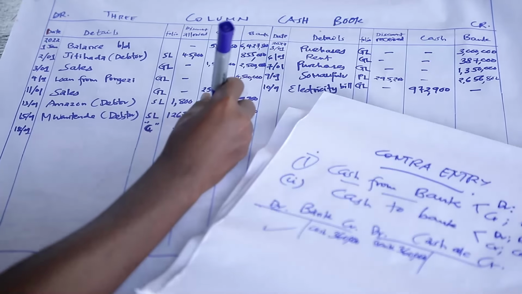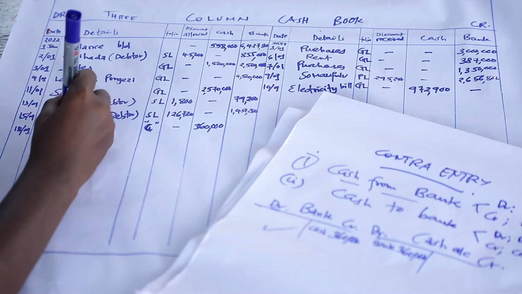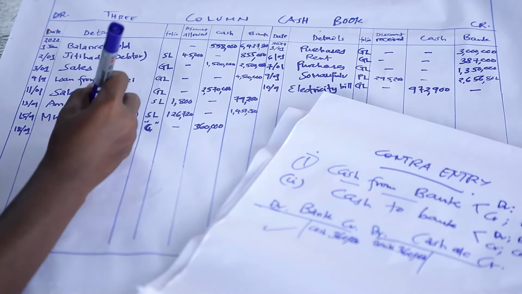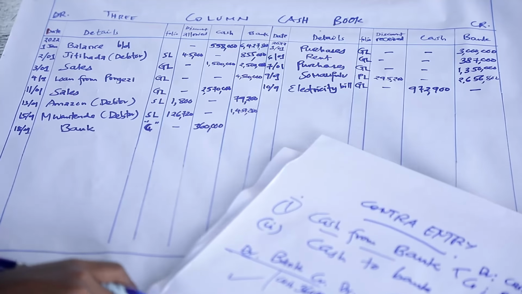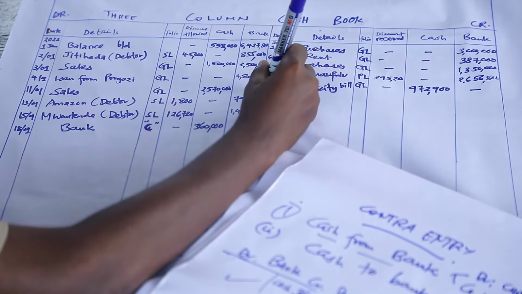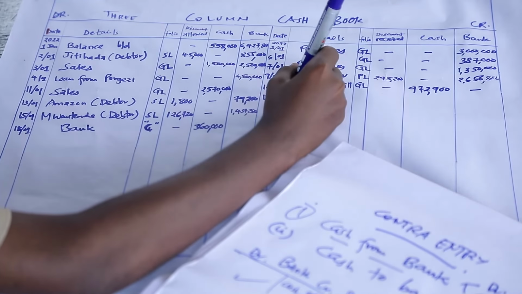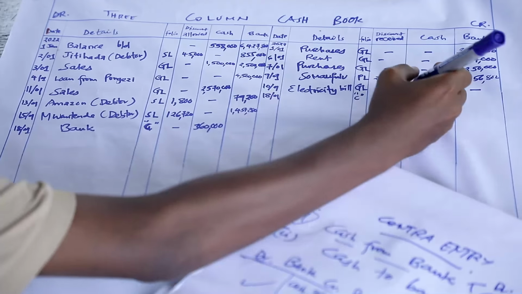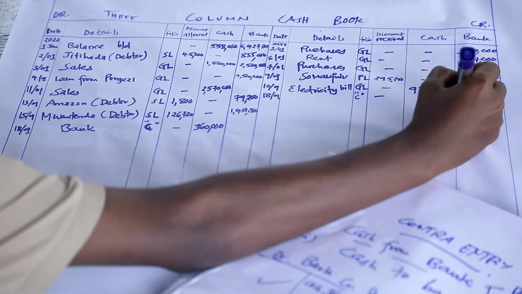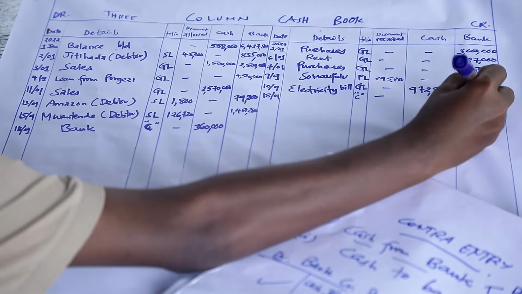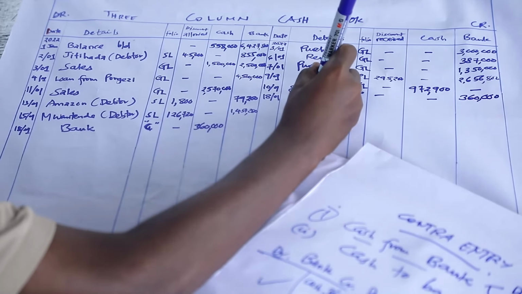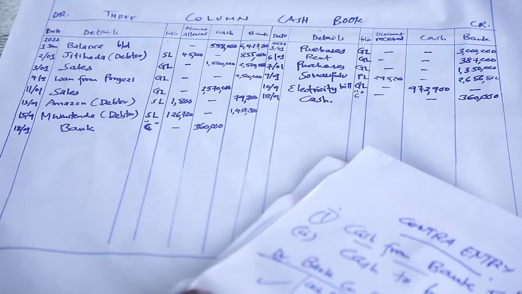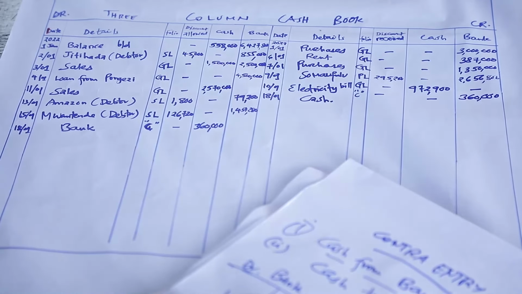So 360. Then in the details we write bank, and the same date, 18th January, this is a contra entry. You are going to the bank column, we are going to credit the bank account. So, and we are going to write cash. So that is how we are going to record our contra entry, and most students may confuse this concept.